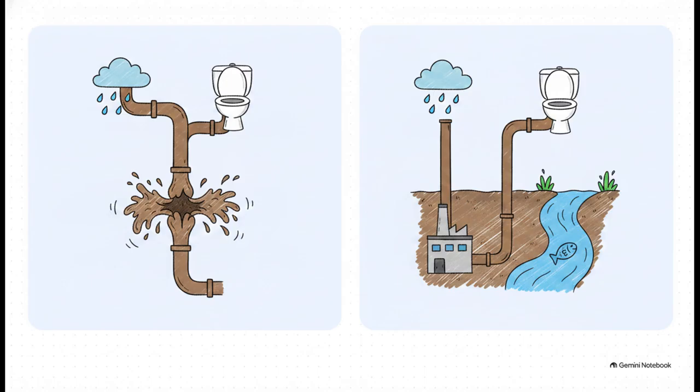Today, the modern standard is the separate system. Planners build 2 entirely distinct networks. Stormwater gets safely channeled straight into rivers, and the domestic sewage is routed directly to specialized treatment plants.